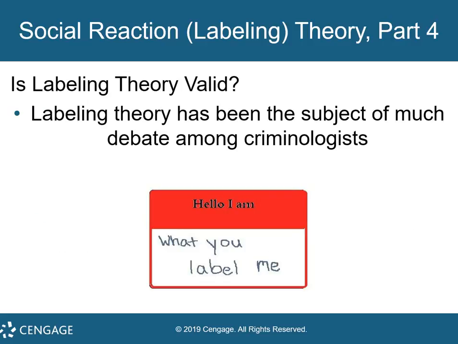So is labeling theory valid? We've looked at this whole labeling theory now, and now we want to ask ourselves, is it valid? Labeling theory has been the subject of a lot of debate amongst criminologists. Those who criticize it point to its inability to specify the conditions that must be met before an act or individual is labeled deviant. And that is why some people are labeled and others remain secret deviants.